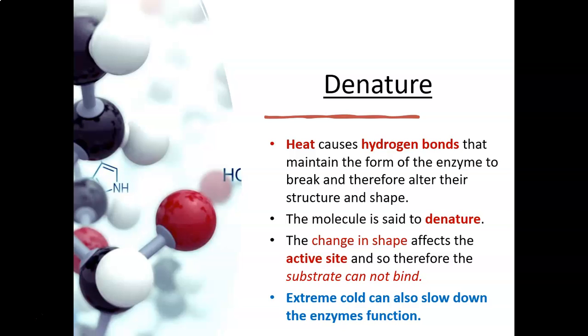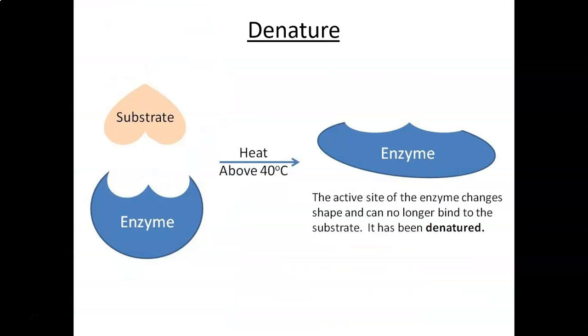So just a little bit more about denaturing. Heat causes the hydrogen bonds that maintain the form of the enzyme to break and therefore alters its structure and shape. When that happens, we say the molecule or the enzyme has been denatured. The change in the shape affects the active site, and so therefore the substrate cannot bind. Extreme cold can also slow down an enzyme's function.